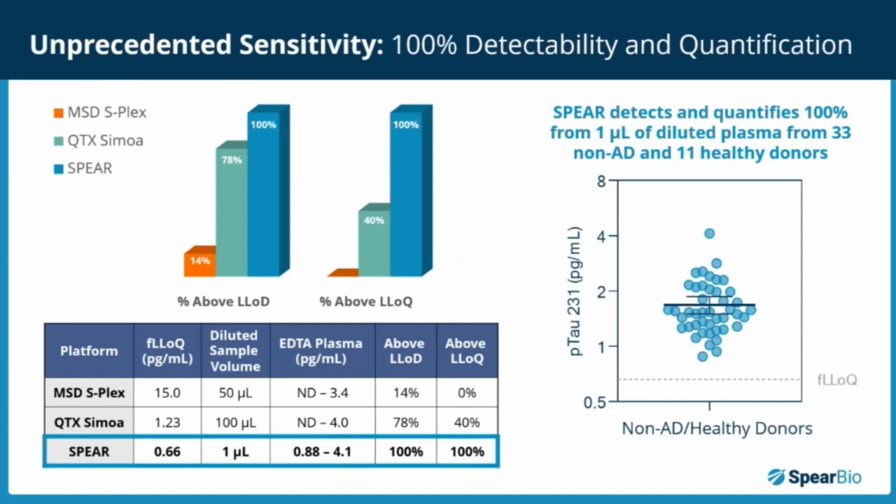With SPEAR, the p-tau231 assay can readily quantify p-tau231 levels in 100% of plasma samples, even using only 1 microliter of diluted sample. This demonstrates SPEAR's ability to measure previously undetectable biomarkers with exceptional sensitivity.